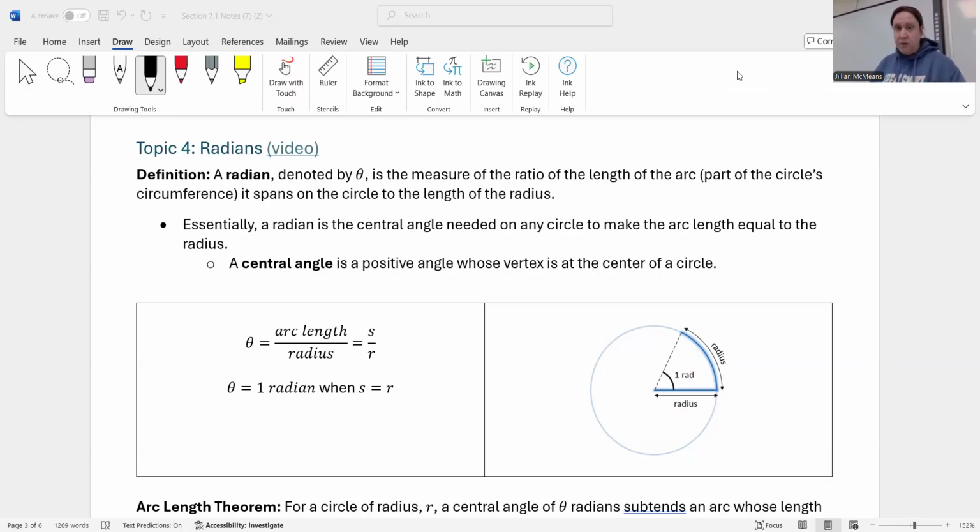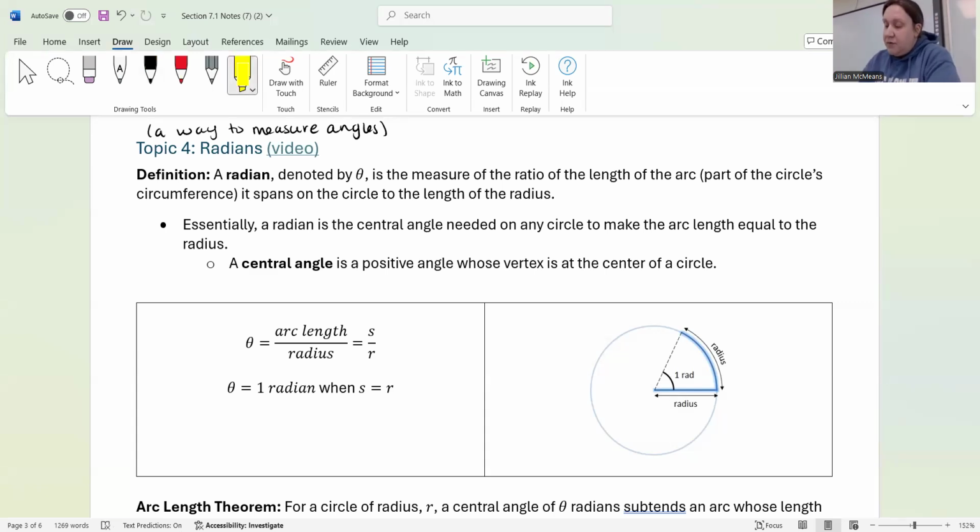So, in short, the barest definition of radians is that it's a way to measure angles. But we have to understand what a radian is. So we have a wordy definition here that we're going to look at first.